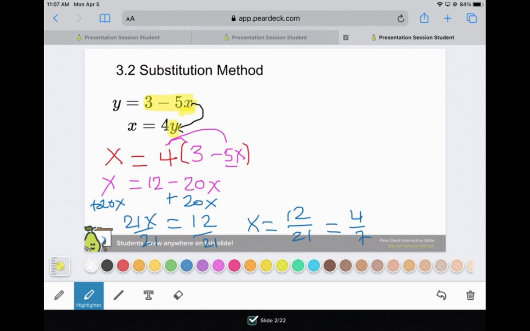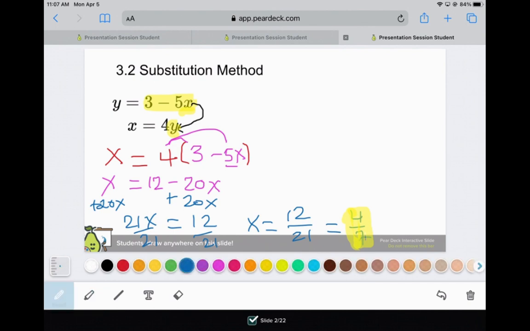Here's a question. Can we just stop right now? If I just solve for the x, can I just say I'm done with this problem, or what else should I do? Okay, plug it in for the x so that way we can solve for y. That is correct.